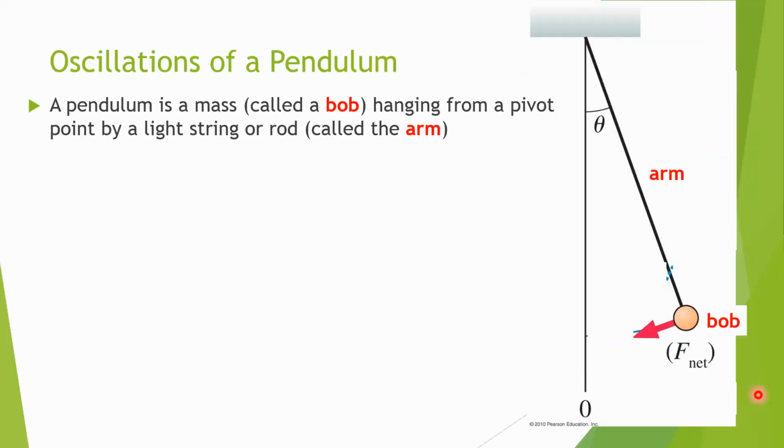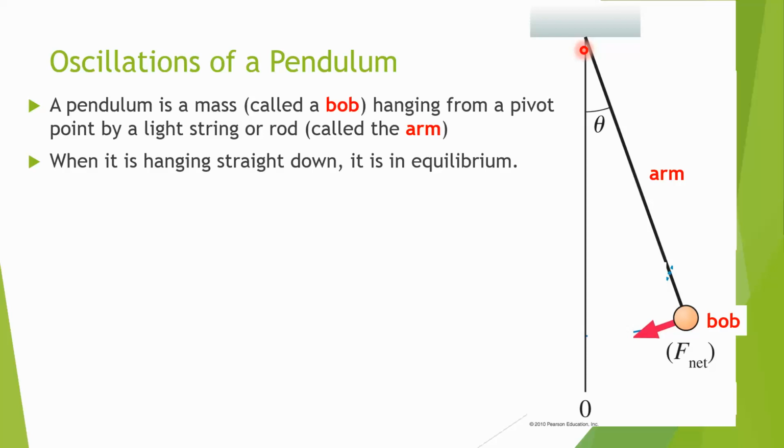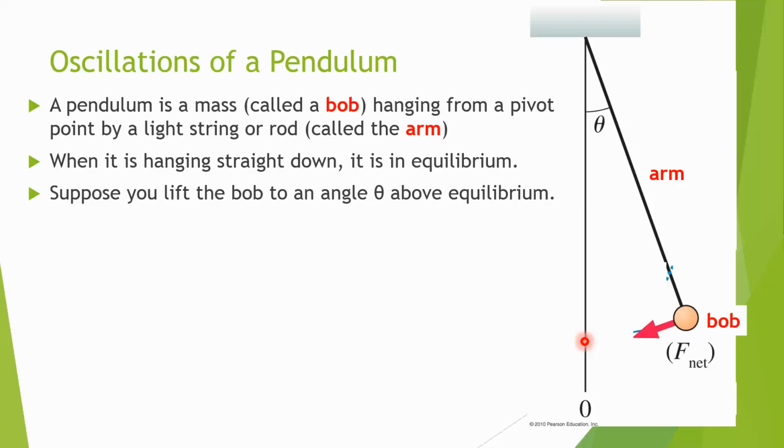So a pendulum is a mass, which we call a bob, so it could be just a weight or a mass, hanging from a pivot point, which would be up here, and is connected by a light string or rod, and this is called the arm. Let's say initially we have it hanging straight down in the center right here, and then it's in equilibrium. Then we lift it to an angle theta above the equilibrium. So we lift it up like this.